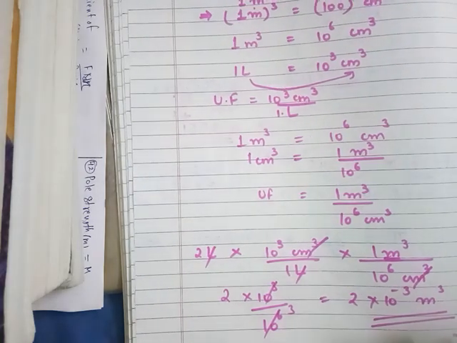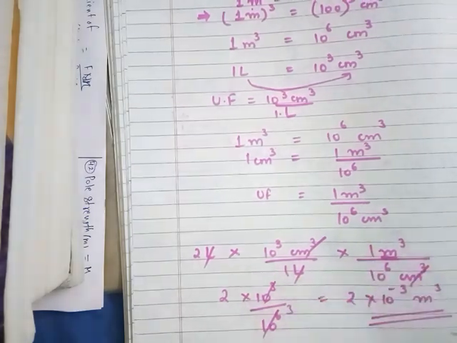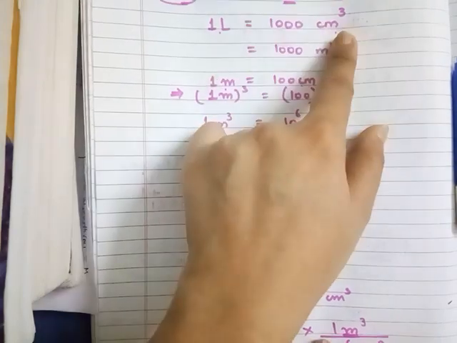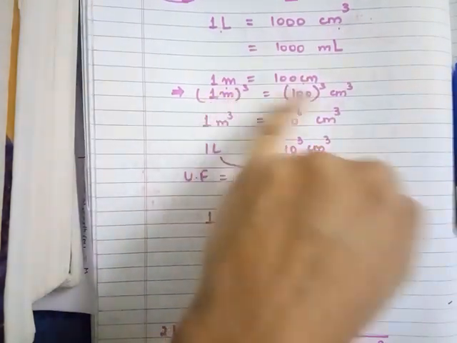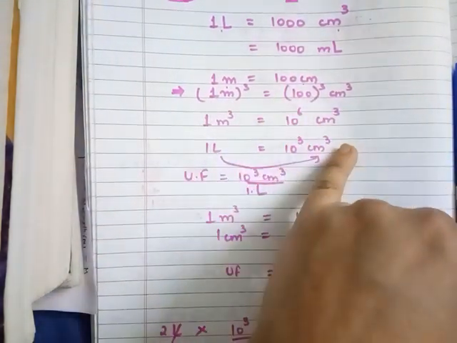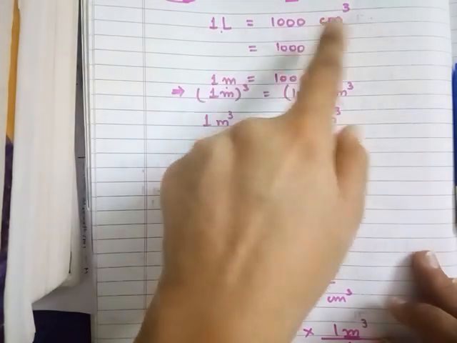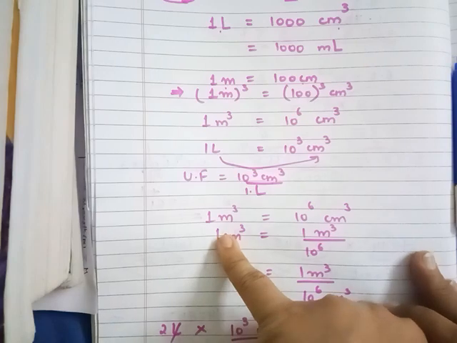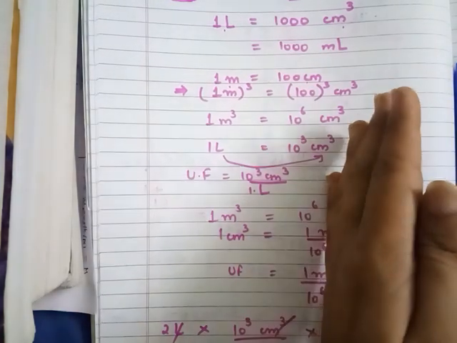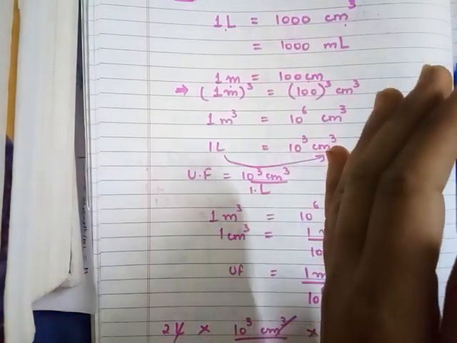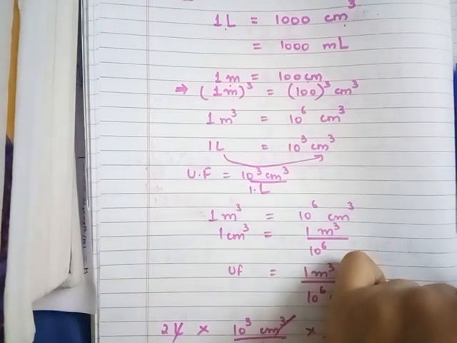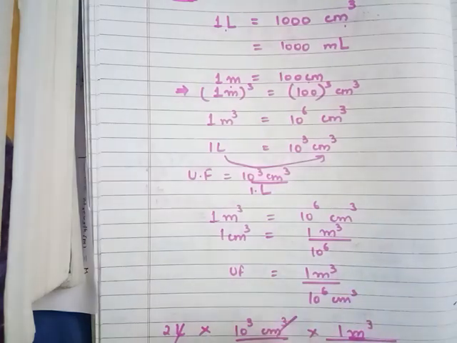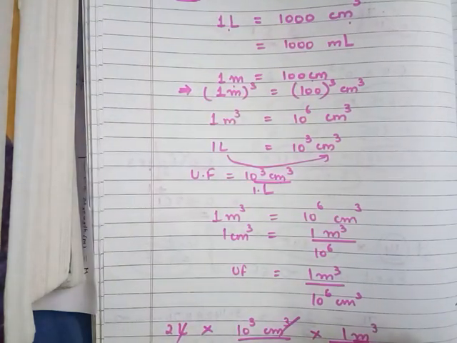So 2 liter is 2 into 10 to the power minus 3 meter cube. This is for when I don't know the relation directly between liter and meter cube. I first converted liter to centimeter cube, and then centimeter cube to meter cube. Remember, the unit that you are converting, in the unit factor it should be at the bottom, in the denominator, so that it cancels out. So this is the first question that we have done in the unit conversion method.